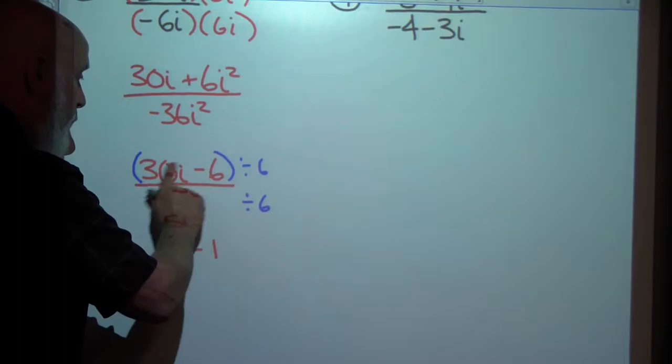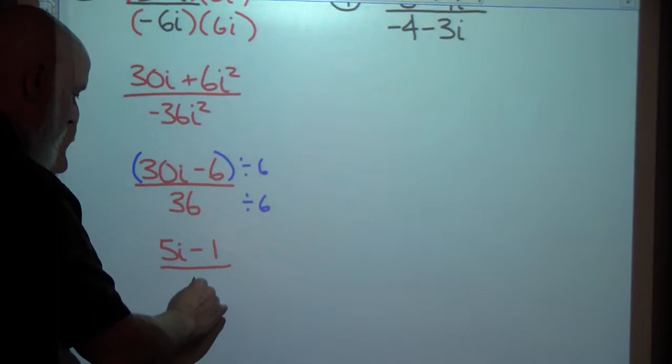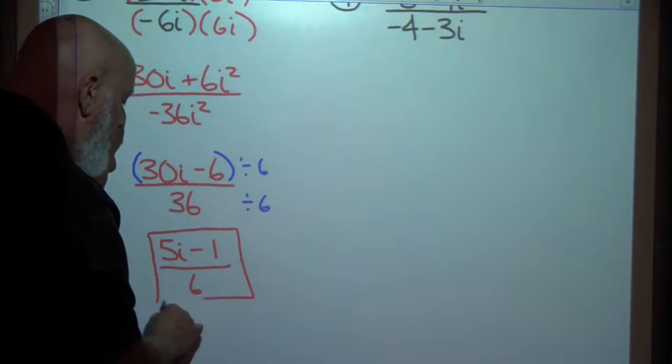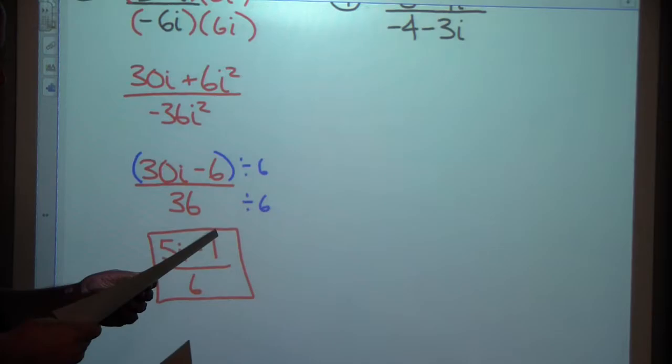I divided both of those by 6 in my head. And divide this by 6. And it will become 6. And we no longer have an imaginary number in the denominator. And let's see. Yay! I got it right.